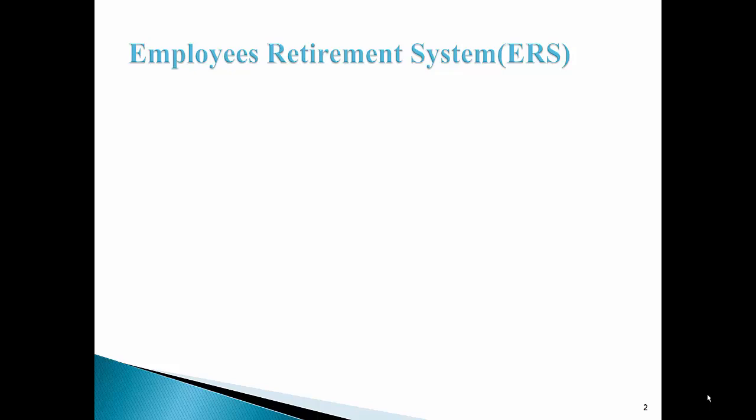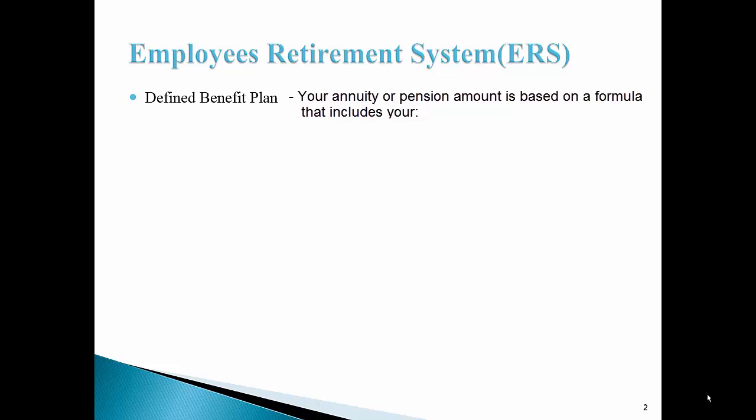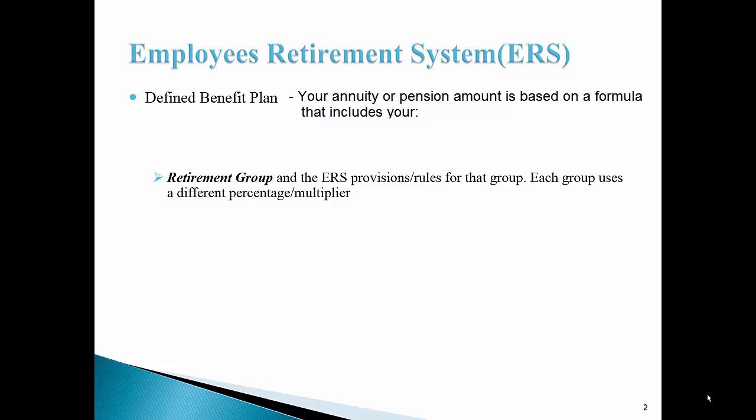Members of the Employees Retirement System, or ERS, are participants in a defined benefit plan. Your annuity, or pension benefit, is based on a formula. The formula is made up of three components: your retirement group and the rules for that group. Each group has a different percentage that will be used in the retirement calculation.